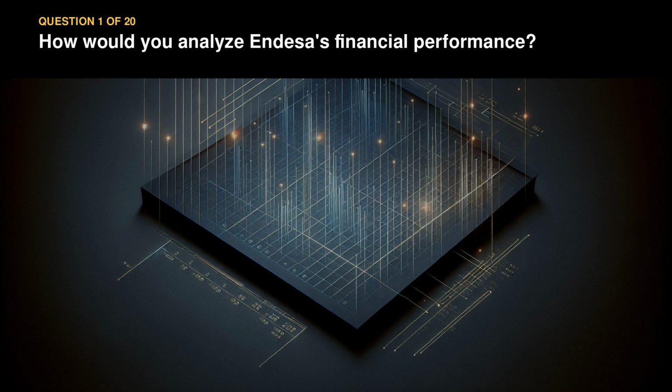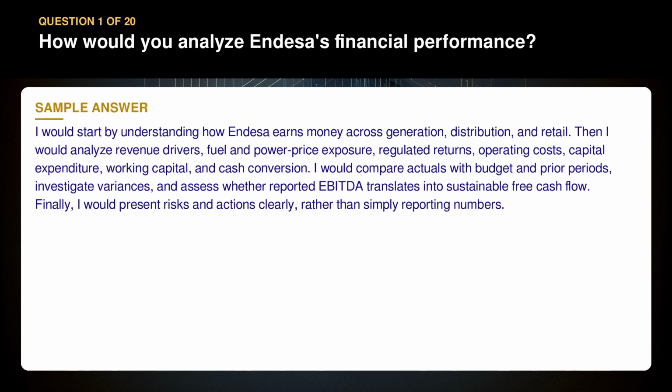Question 1. How would you analyze Endesa's financial performance? I would start by understanding how Endesa earns money across generation, distribution, and retail. Then I would analyze revenue drivers, fuel and power price exposure, regulated returns, operating costs, capital expenditure, working capital, and cash conversion. I would compare actuals with budget and prior periods, investigate variances, and assess whether reported EBITDA translates into sustainable free cash flow. Finally, I would present risks and actions clearly, rather than simply reporting numbers.